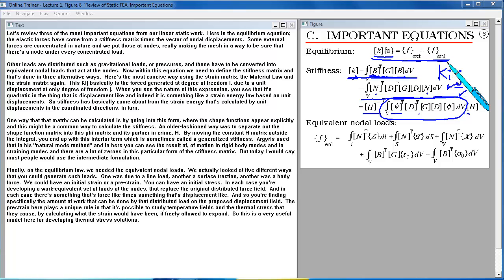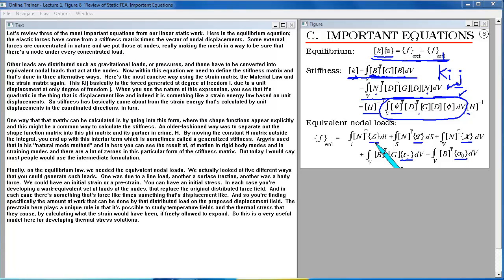Finally, on the equilibrium law, we needed the equivalent nodal loads. We actually looked at 5 different ways that you could generate such loads. One was due to a line load, another a surface traction, another was a body force. We could have an initial strain or a pre-strain. You can have an initial stress.